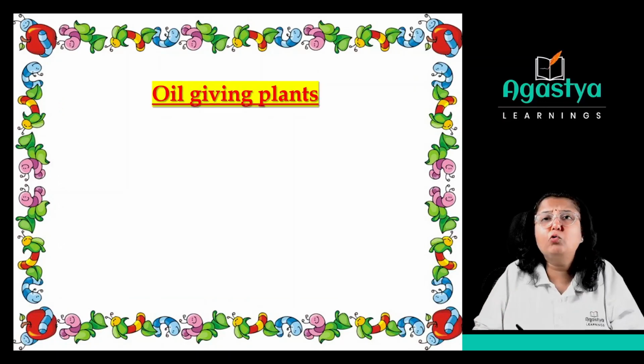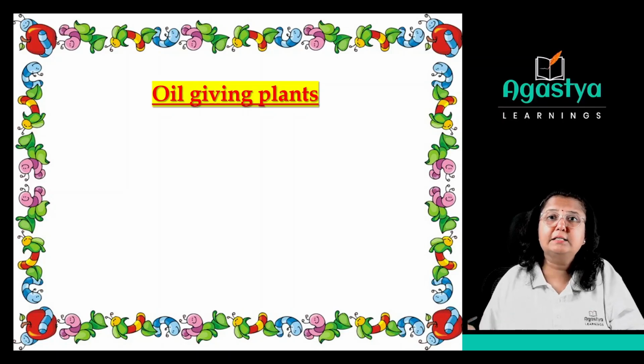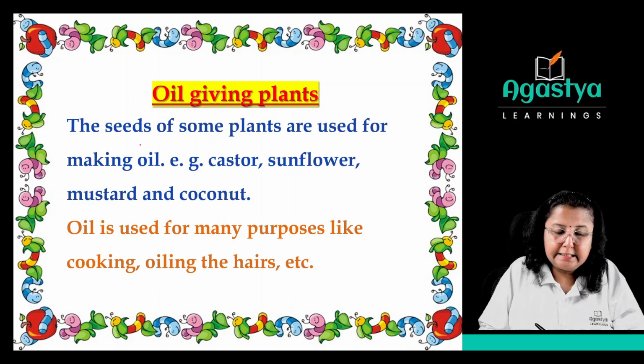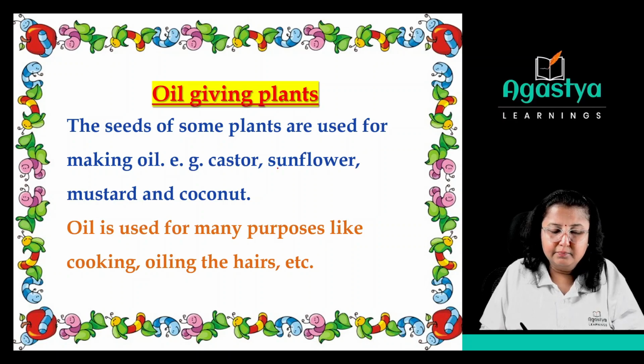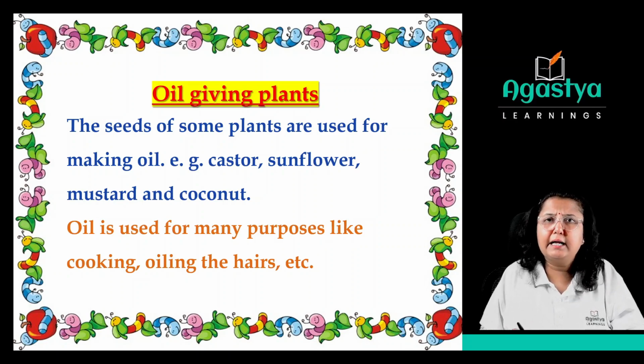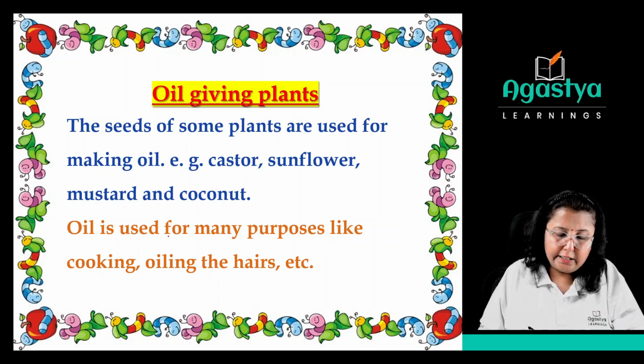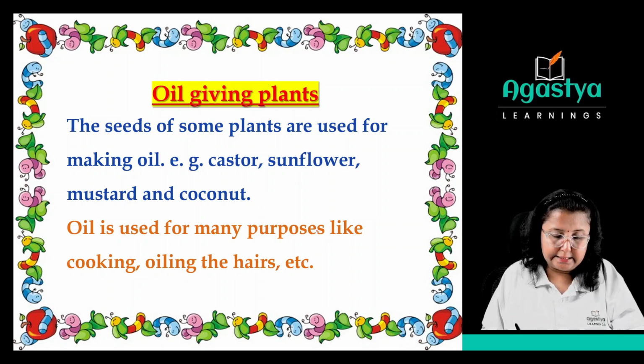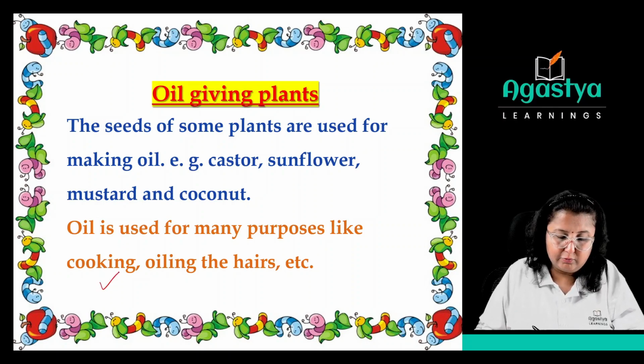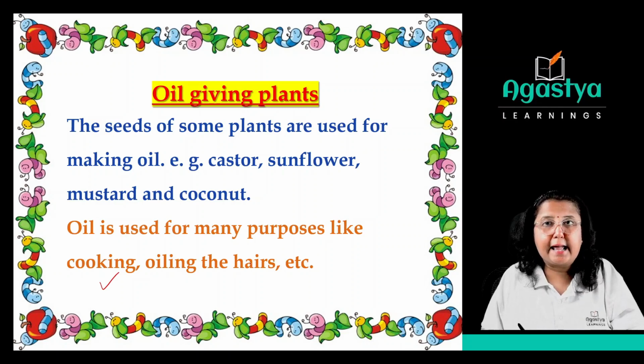Next one is about oil giving plants. Some plants provide us with oil or oil seeds. The seeds of some plants are used for making oil. For example, castor, sunflower, mustard, coconut, almond, etc. Oil is used for many purposes like cooking, that is the main one, and oiling the hair, etc. So many uses are there.